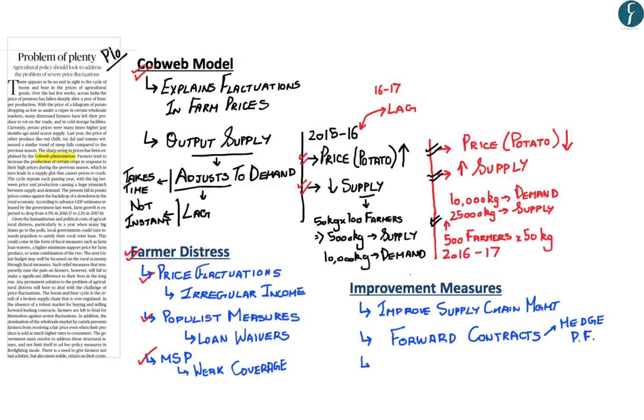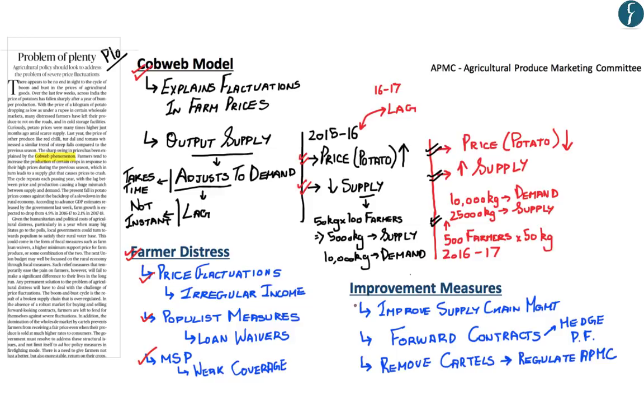And the third and the last point that the author suggests is the removal of agricultural cartels. Now, this can be done by regulating the APMC or the Agriculture Product Marketing Committee. So, now hopefully, up till here, you have understood the three improvement measures that the author has given. You also understand what forward contracts are and what APMC is.